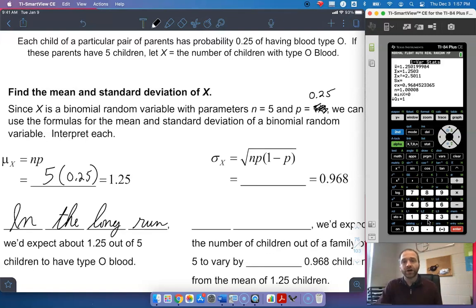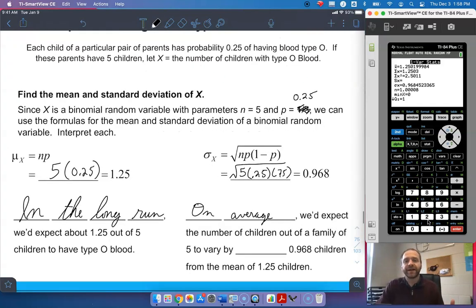Now, when we're dealing with our standard deviation, you would have the square root of 5 times 0.25, which is your probability of success, times 0.75, your probability of failure. Here's how this one works. On average, we'd expect the number of children out of a family of 5 to vary by, and remember, it's an approximation, about 0.968 children from the mean, the average distance from the mean of 1.25 children. So that is our interpretation of mean and of standard deviation of a binomial.